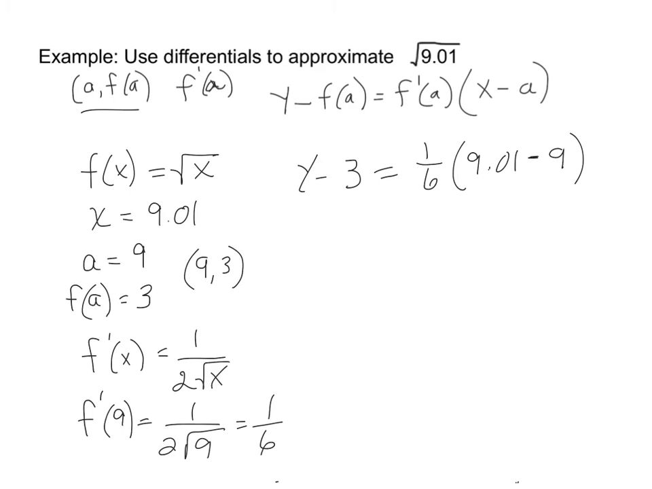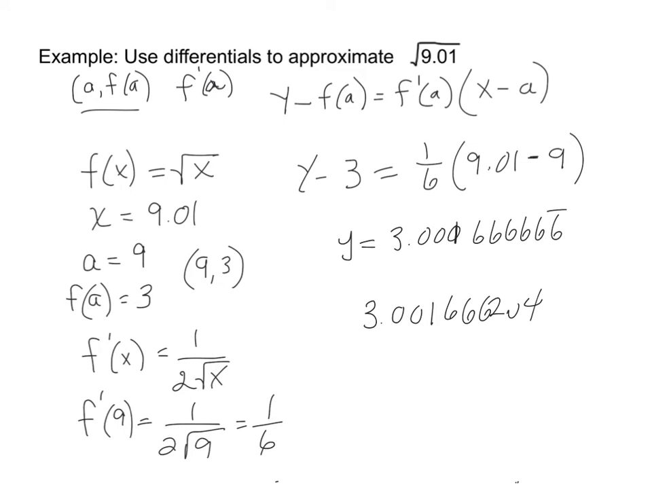Okay, and so then when you put this in the calculator, hang on, so I paused it a minute. So y is going to be 3.001666666, it goes on forever. Okay, and if I take the actual square root of 9.01, I'm going to get 3.001666204. So that's a pretty darn good approximation of that number.